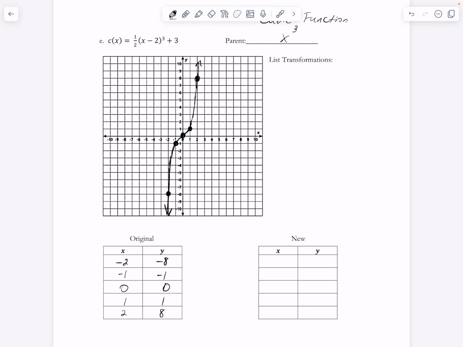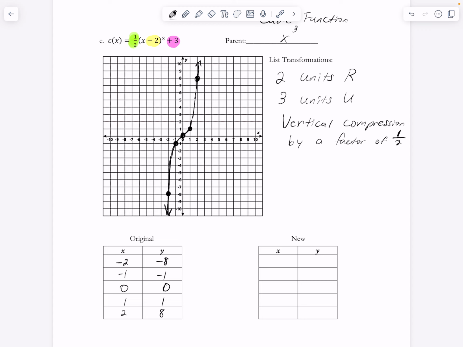So let's look at all the transformations we have here. First one I see is inside. I see -2, so that's going to be, think opposite, 2 units to the right. Then I'm going to look at this +3. That's going to be 3 units up. But then this is the first time we've had a fraction in front. We did have a number in front in the first one, but that fraction means, because it's between 0 and 1, we're going to have a vertical compression by a factor of 1/2.